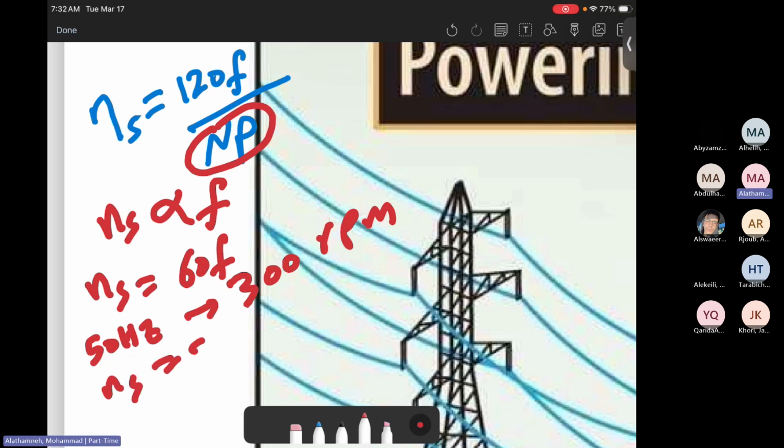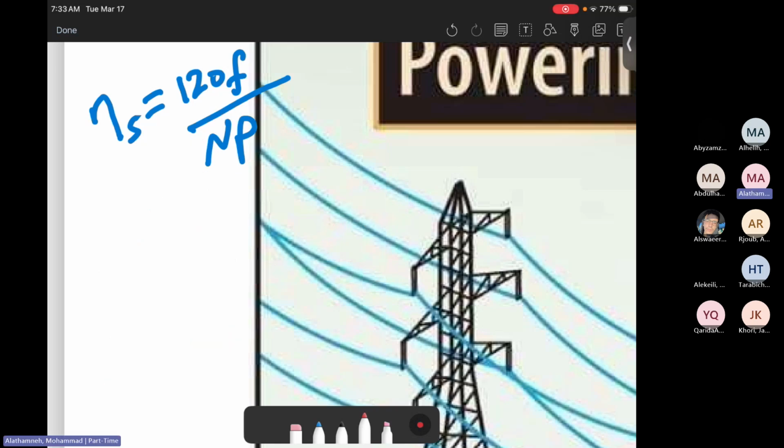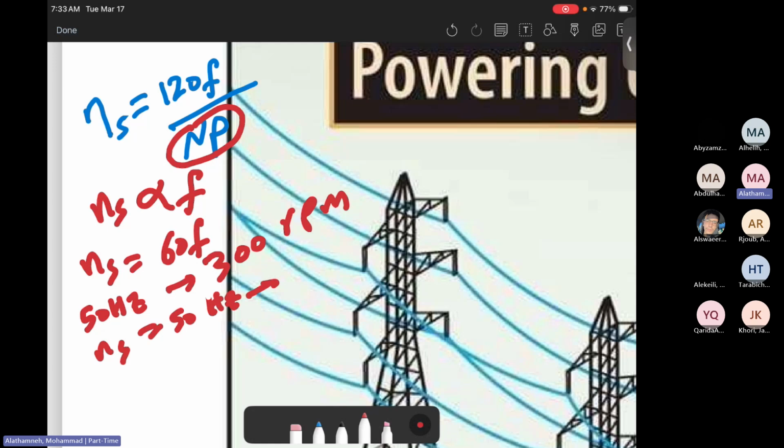If the frequency is 60 hertz, then let me see, 60 times 60, I think 3,600 for the first one. Then the other one, 3,000 RPM. So we will realize that 3,000 RPM is a very large value.